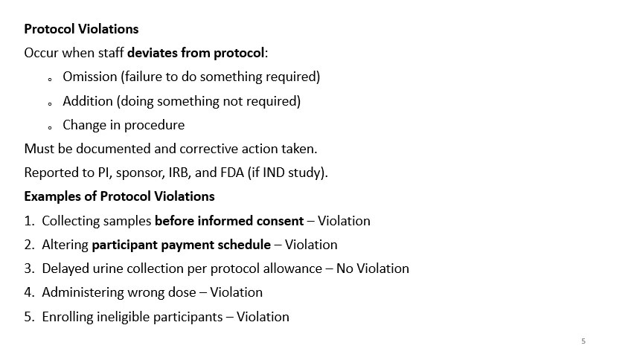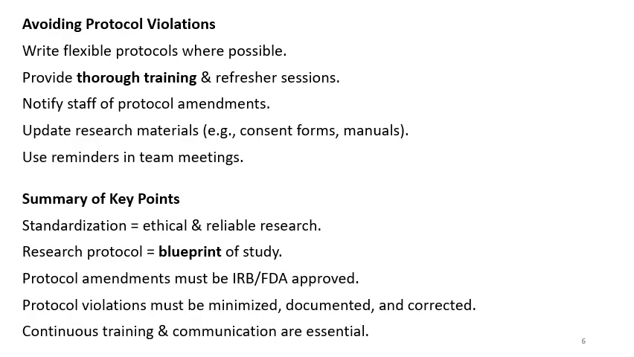Examples of protocol violations are collecting samples before informed consent, altering participants' payment schedule, delayed urine collection as per protocol allowance, administering the wrong dose, enrolling ineligible participants, and many other types of violations. Violation means failure to do anything, or doing anything which is not required, or any change to the procedure. So avoiding protocol violations is very much required.